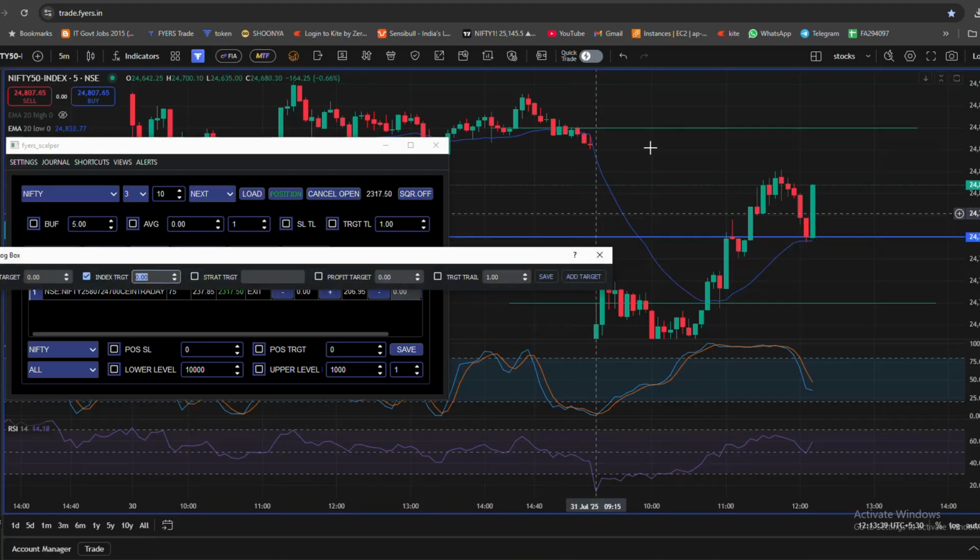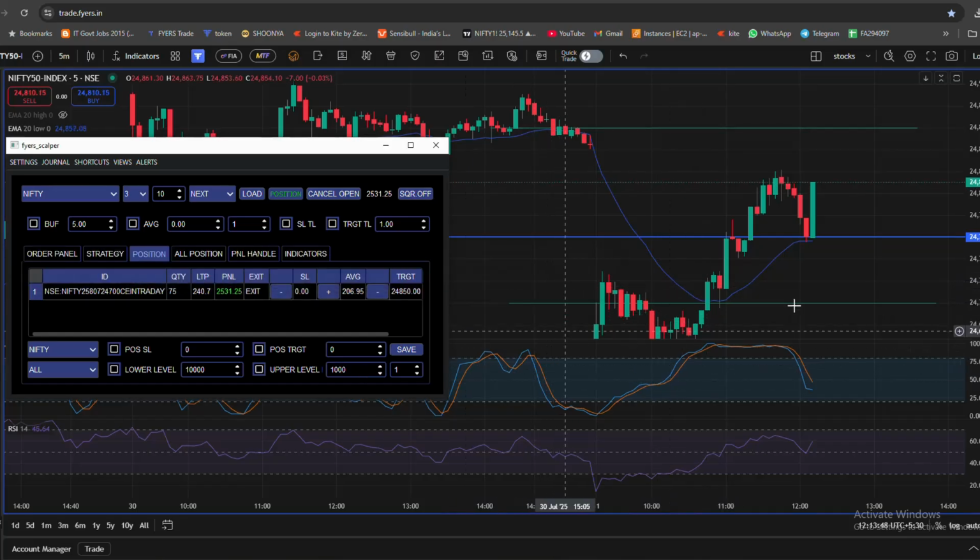Now I will set the target. Just click the target, and I am setting the target in index level. 24,850 is my target. It will automatically exit when the price reaches 24,850.